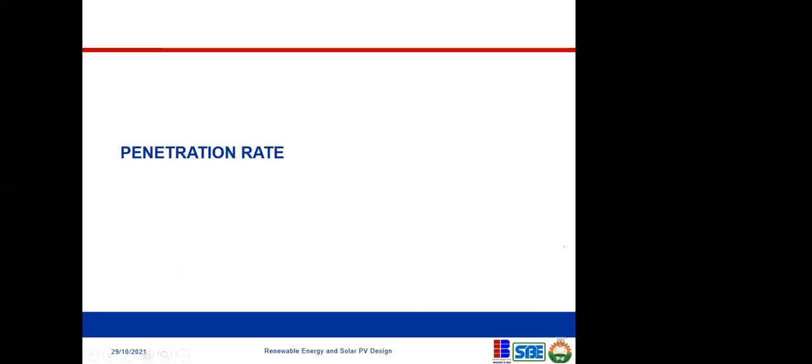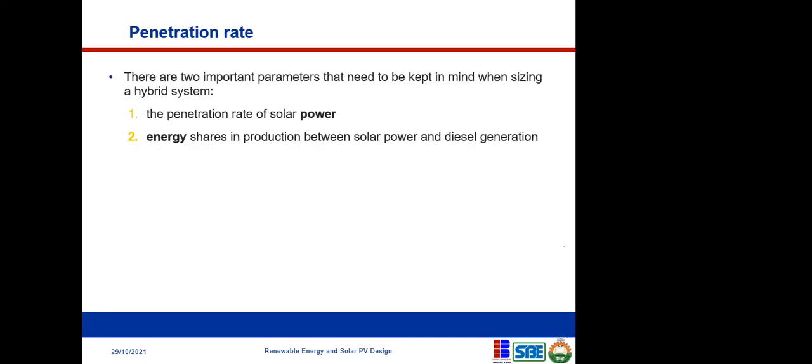So I want to talk about penetration rates. There are 2 important parameters that need to be kept in mind when sizing a hybrid system. The penetration rate comes into play when you're combining 2 different sources of power in a hybrid system. For example, you have a generator and a solar panel. One wants to understand the level of contribution that the solar system is making in the entire energy demand. That's what we mean by penetration rate.